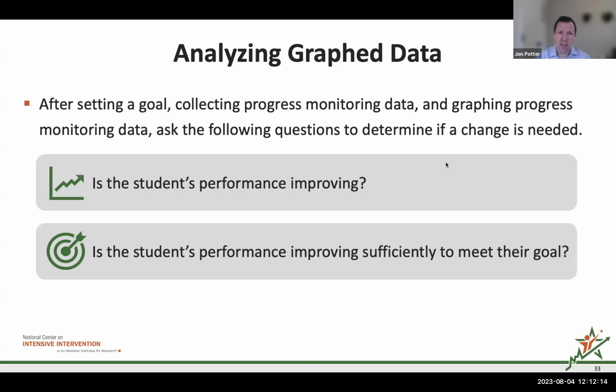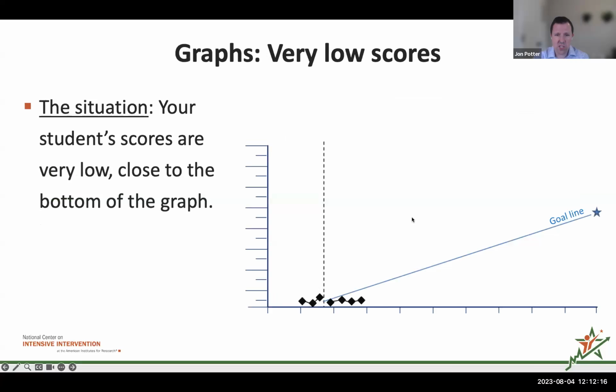And so we want to be able to answer that second question and understand, are we sufficiently getting to where we need to be? And so I'm going to run through various scenarios that you might see and how you want to respond to that.